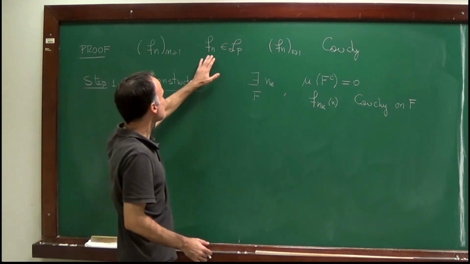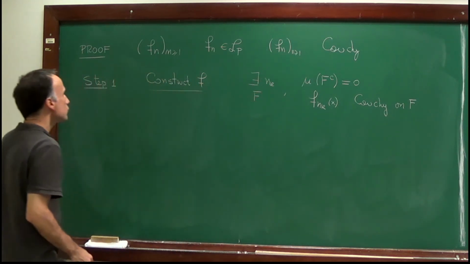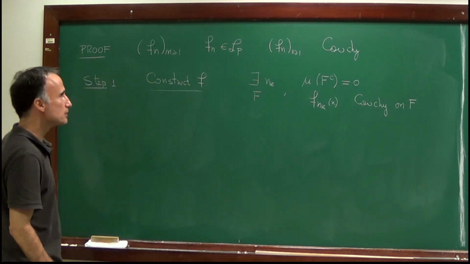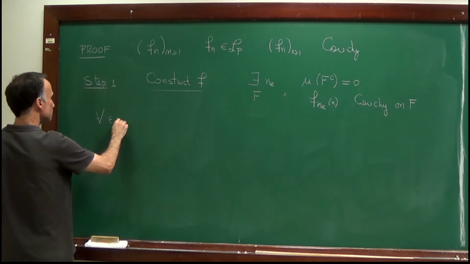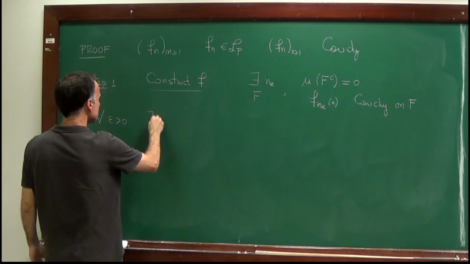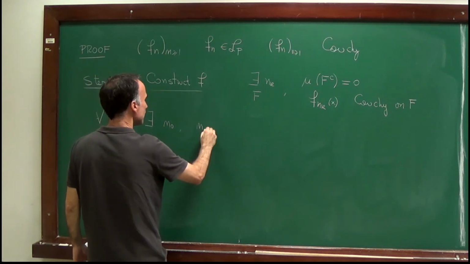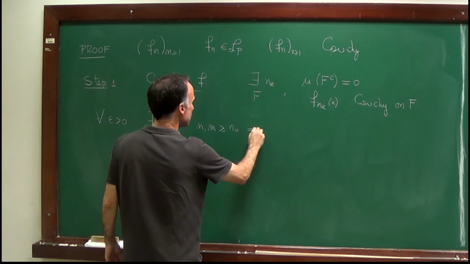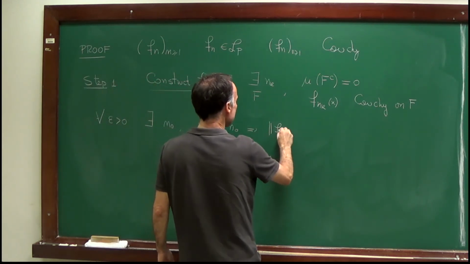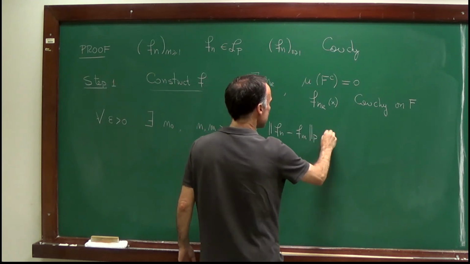So by assumption, we know that Fn is Cauchy in LP. So let me write what that means. That means that for any epsilon positive, I can find n0 such that if n and m are larger or equal than n0, then fn minus fm in the norm p is bounded by epsilon.